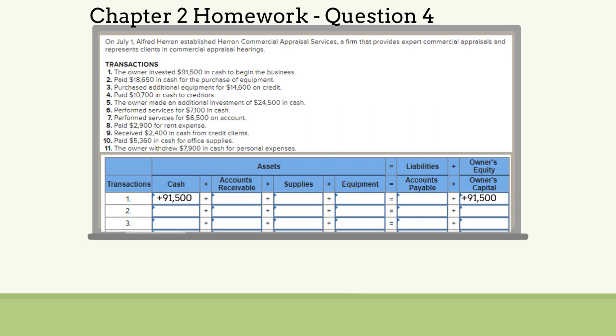The second business transaction that we need to analyze is the purchase of equipment for $18,650. The business's cash decreased, but the business now has more equipment. Let's write plus 18,650 for equipment and minus 18,650 for cash.